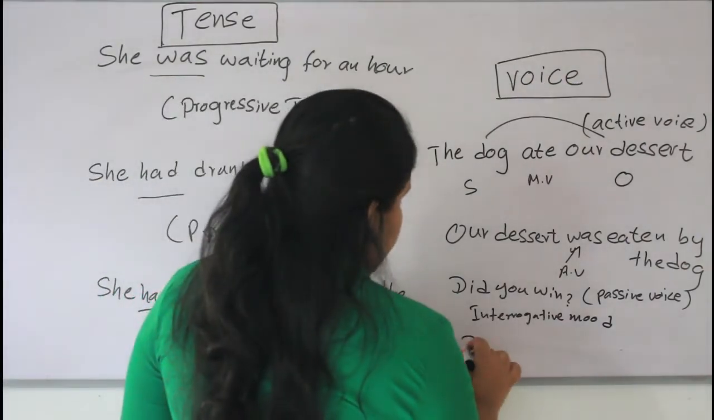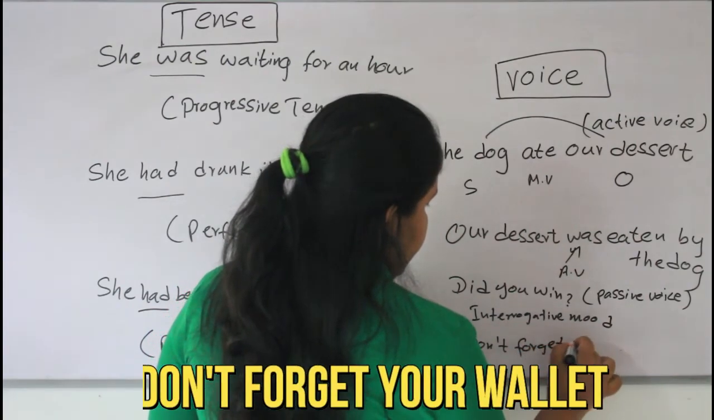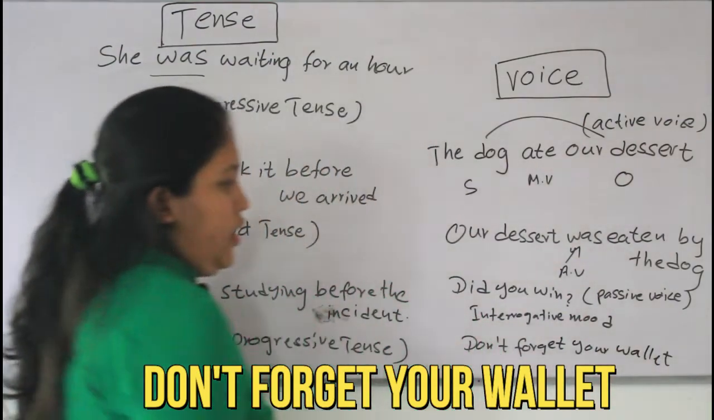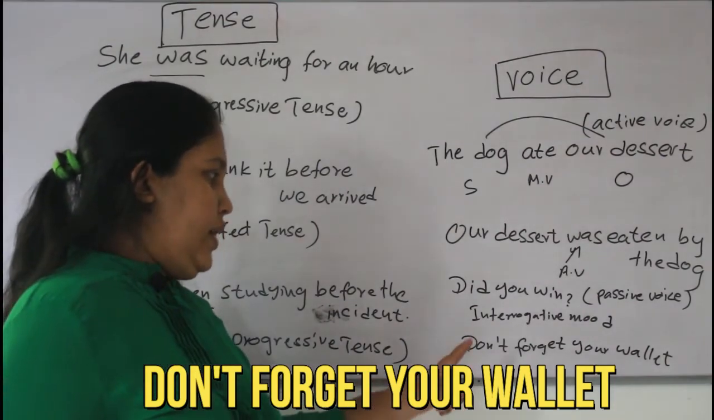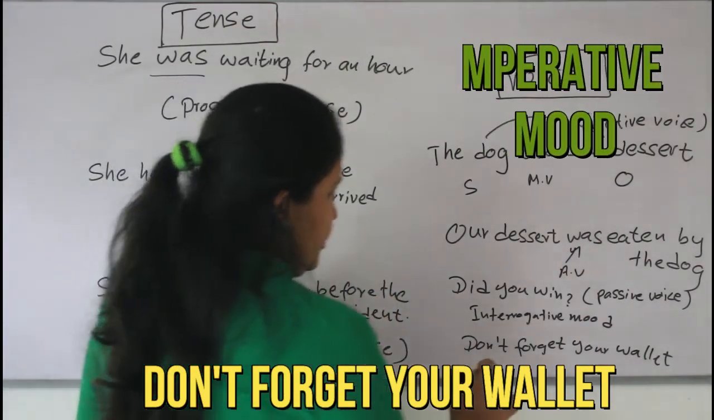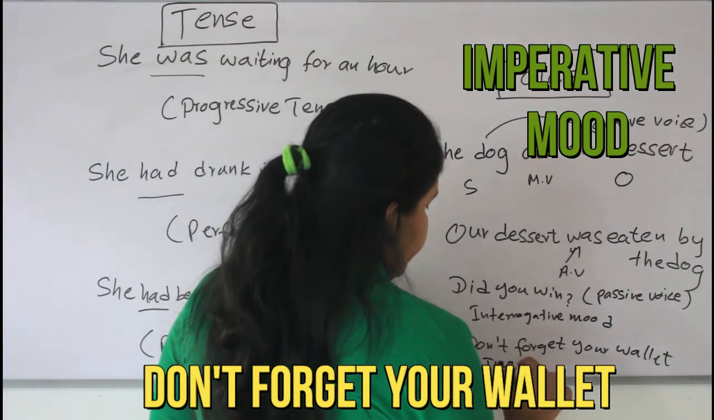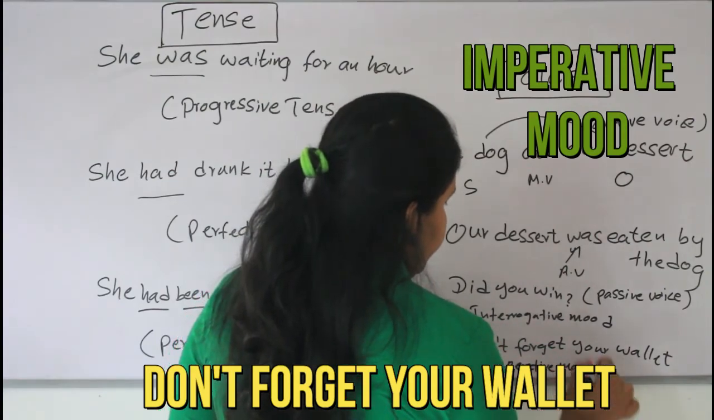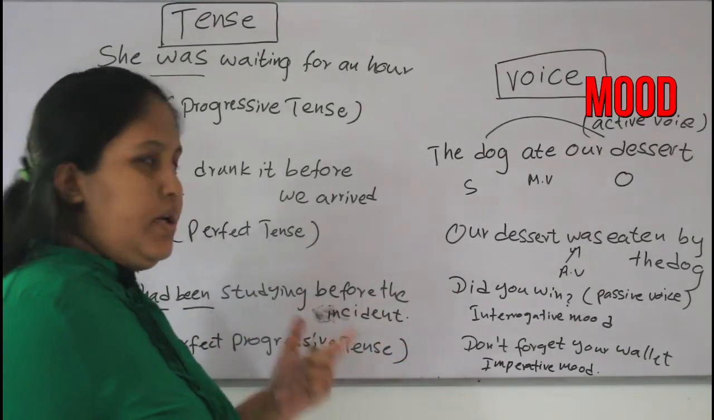Next one. Don't forget your wallet. In this sentence, the auxiliary verb to do, in its negative form, is used to form the imperative mood. That means giving an order. Imperative mood. So, these are the examples of auxiliary verbs expressing mood.